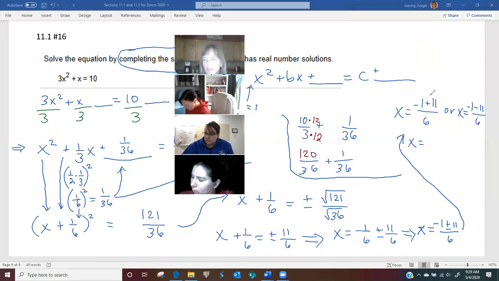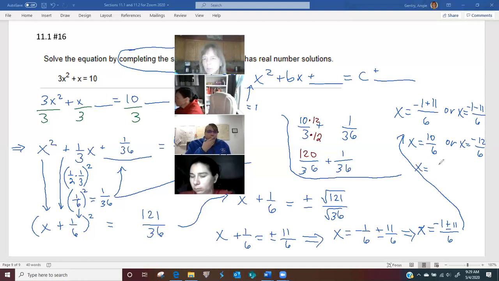So x is -1 plus 11, which is positive 10, or x is -1 minus 11, which is -12. You see it? And then they both simplify. x is 10/6, divided by 2, divided by 2, or x is -12 divided by 6, which is -2. So you have two answers.